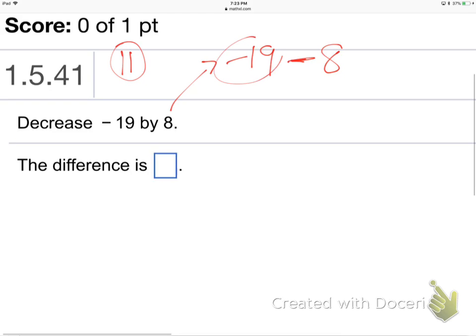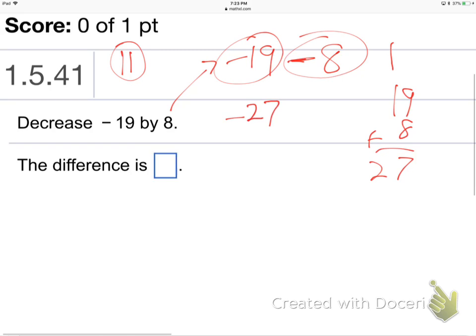So that's your bank account loses $19, and then your bank account loses $8. Just think that way. If you've got your bank account wherever it is, and then you lose $19, and then you lose $8, you lose more. Am I going to add or subtract those numbers? I'm going to add them. Is everybody seeing that?